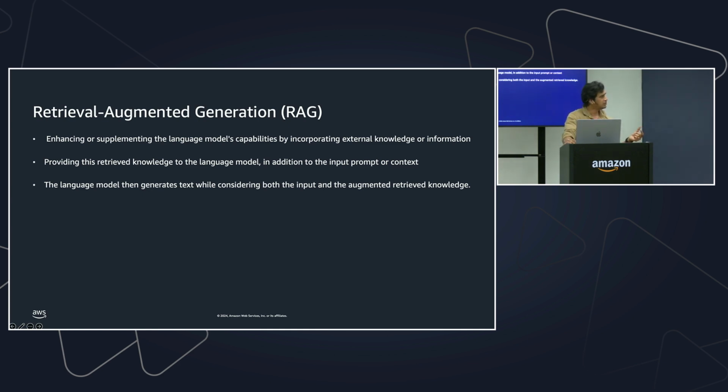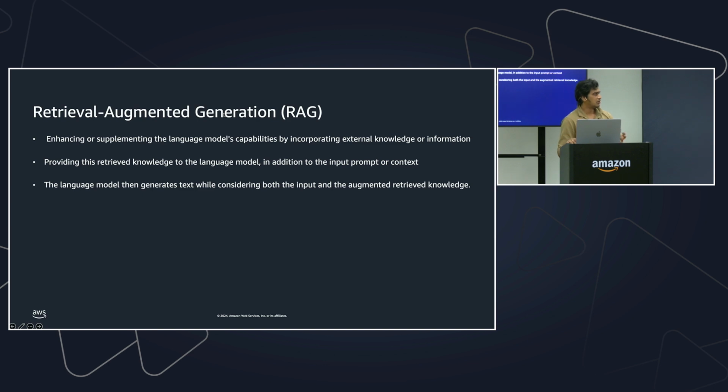Let's break down these three terms. Let's understand what retrieval is. Retrieval is where we do our nearest neighbor search from the vector databases. We retrieve the useful information, augment the prompt with this information, and send it to the LLM to finally generate the desired response along with the latest data.